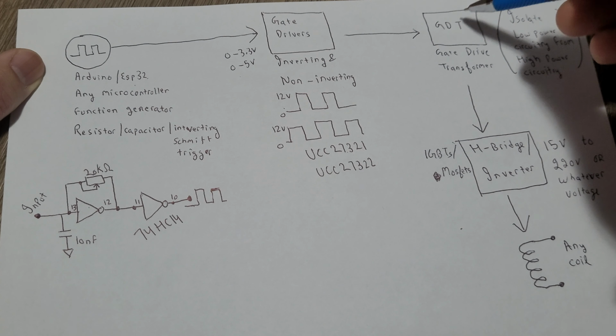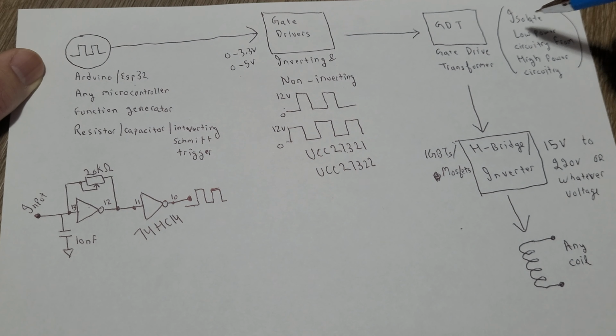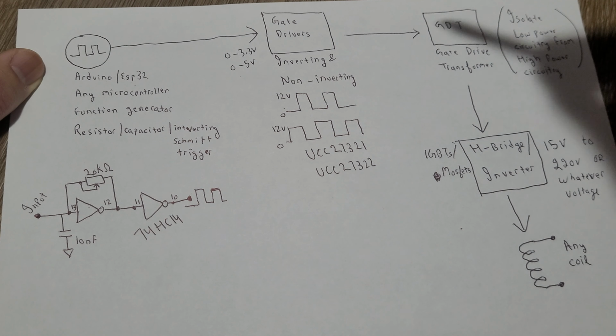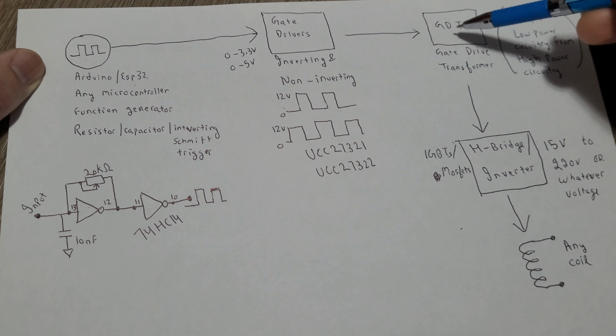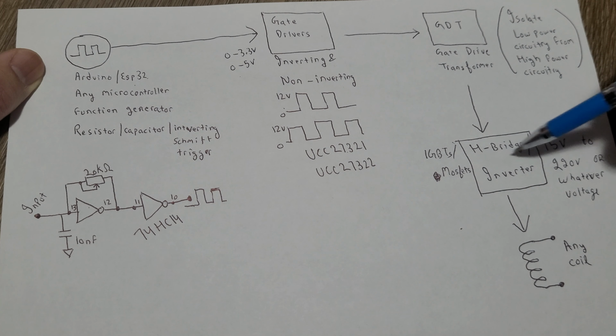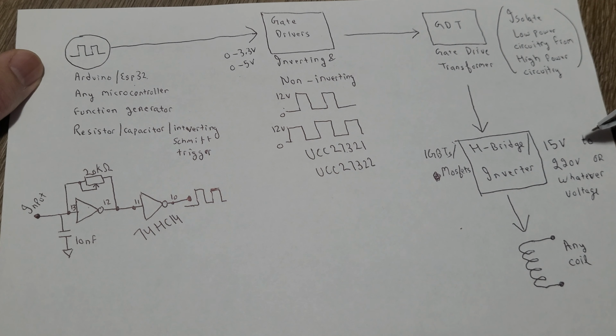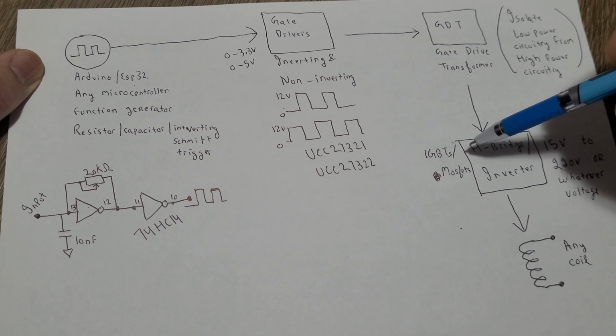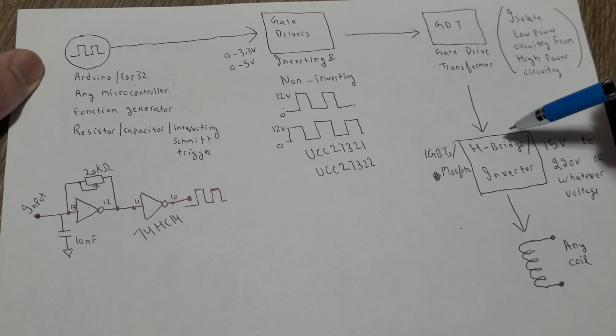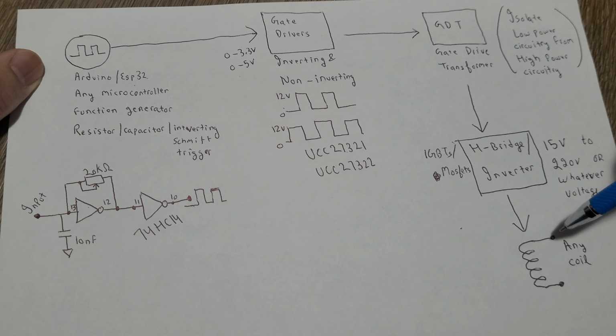This will go into your gate drive transformer. We basically use this gate drive transformer to isolate this low power circuitry from this high power circuitry. The output of the gate drive transformer will go into your H-bridge or inverter. You could use 15 to 220 volts or whatever voltage that you want to use. And you can use MOSFETs or IGBTs in your H-bridge. It doesn't matter. And the output of your H-bridge will go to the primary of your Tesla coil, your induction heater, or your flyback transformer, any coil that you want to drive.